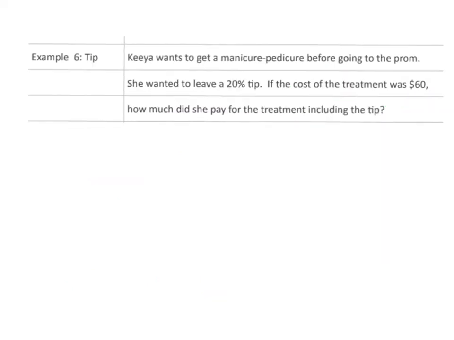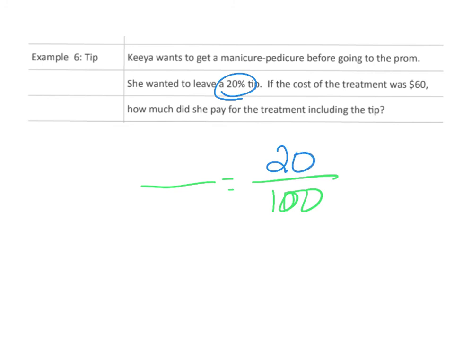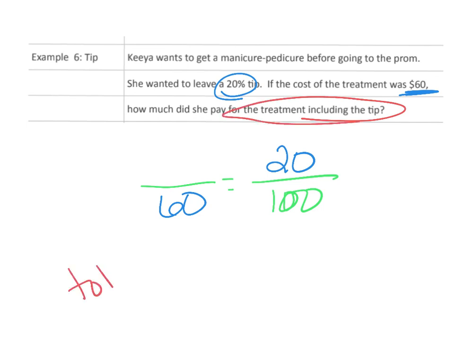Let's do another one. Kia wants to get a manicure pedicure before going to the prom. She wants to leave a 20% tip. Here's my proportion. 20% tip, I'm going to put the 20 over 100. If the cost of the treatment was $60, that's my original cost. How much did she pay for the treatment, including the tip? So I want the total. So that means I'm going to have to add them together.